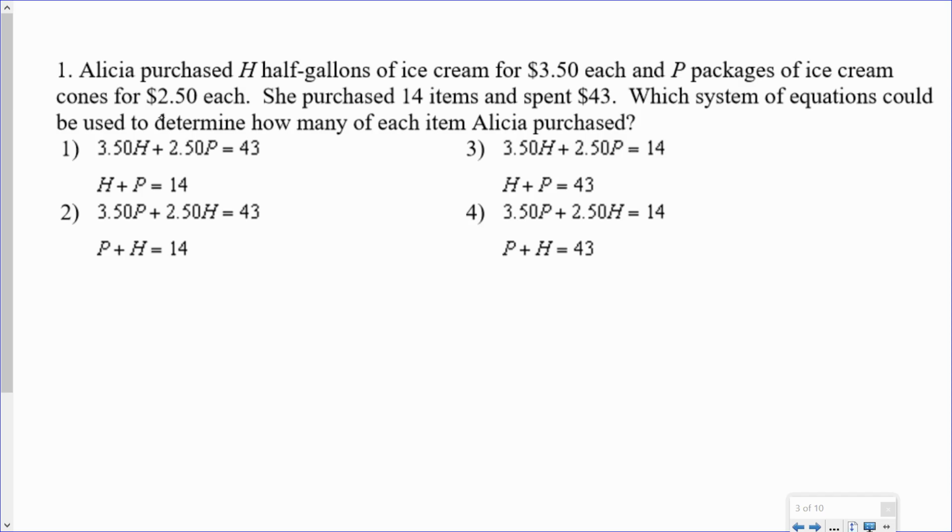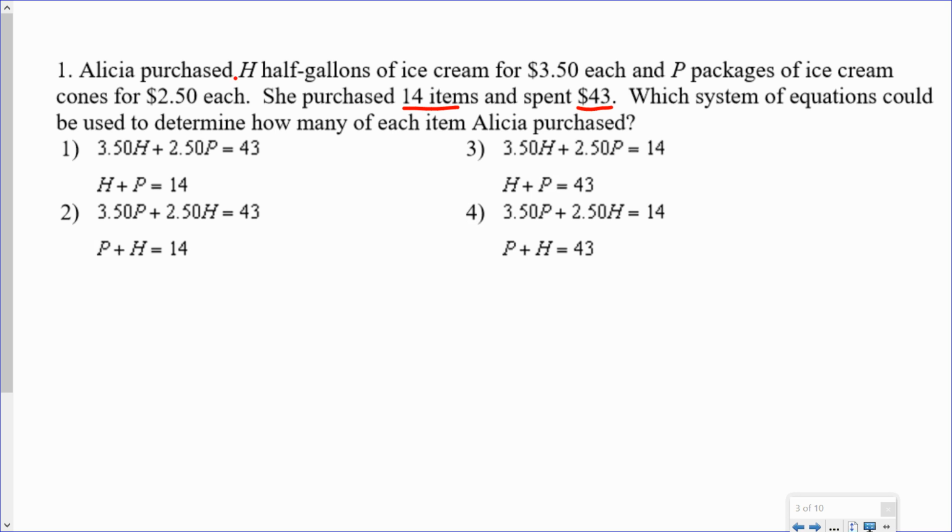Alicia purchased H half gallons of ice cream for $3.50 each and P packages of ice cream for $2.50 each. She purchased 14 items and spent $43. Which system of equations could be used to determine how many of each item she purchased? So again, there's two equations. The first one is almost always just x plus y equals. We have items and we have money. So let's start with items.